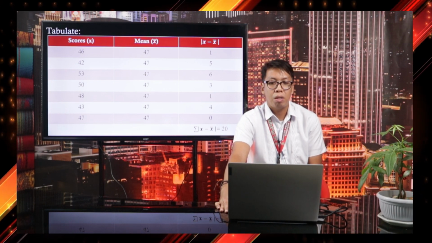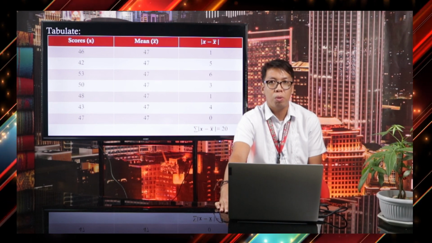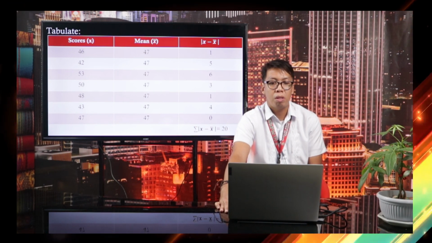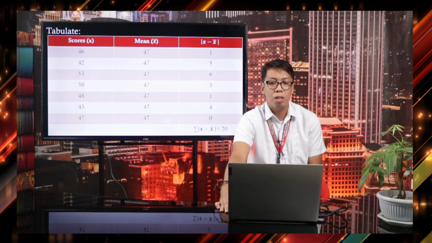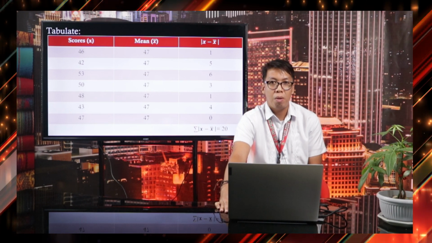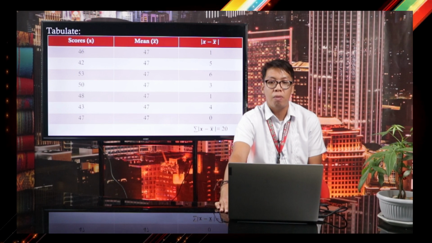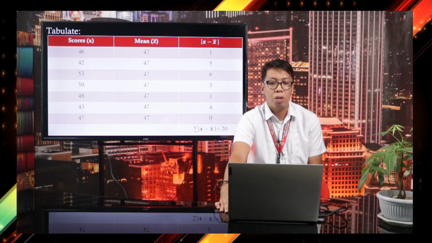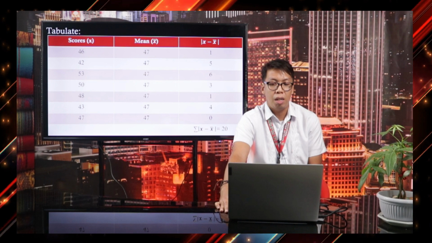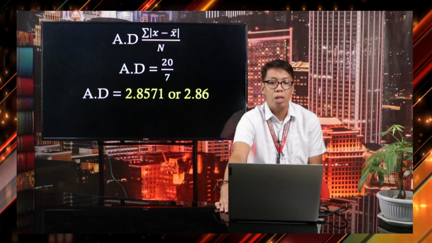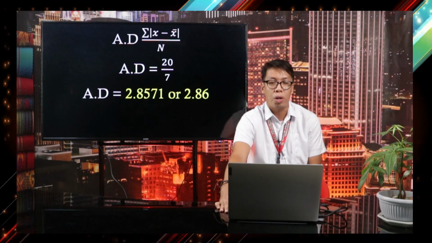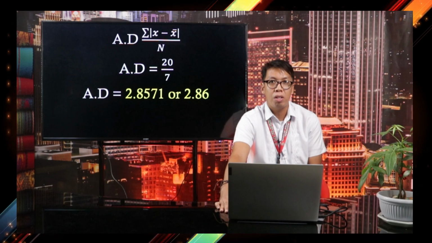47 minus 46 is 1. We have 47 minus 42 is 5. We have 47 minus 53 is 6. 50 minus 47 is 3. 48 minus 47 is 1. 47 minus 43 is 4. And 47 minus 47 is equal to 0. So our total of the score minus mean is equal to 20. Now, 20 divided by 7 is equal to 2.85 or simply 2.86. That is our average deviation.